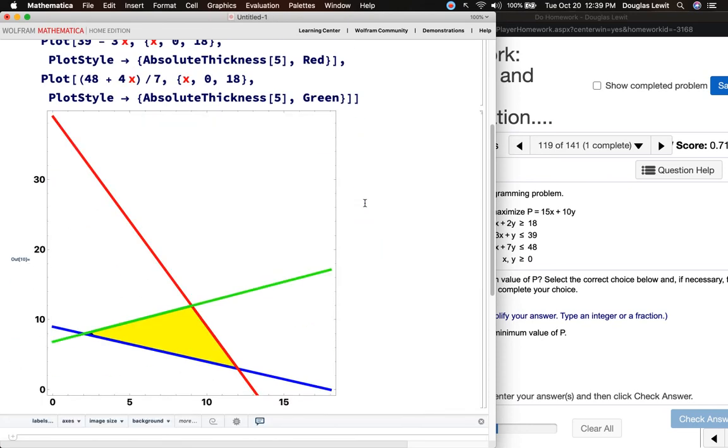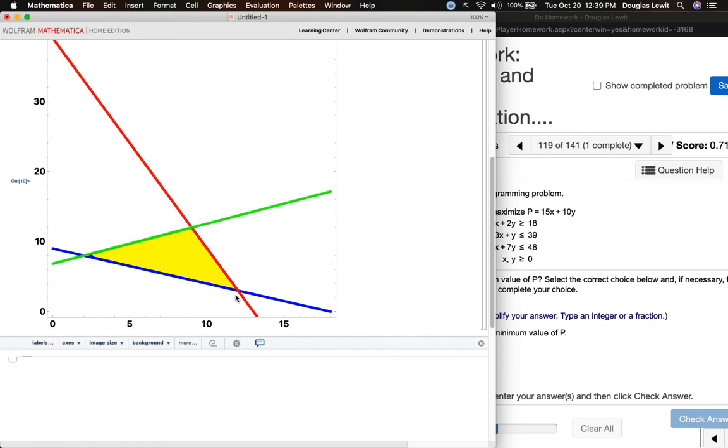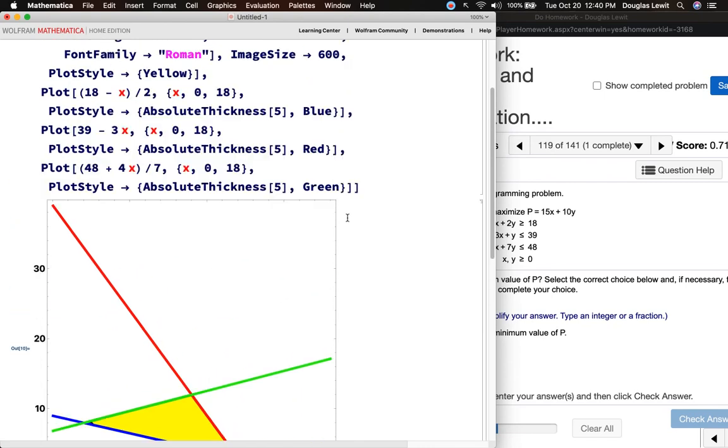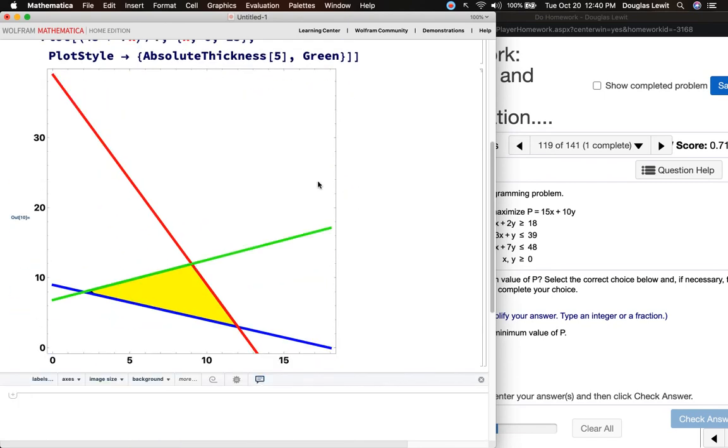Okay, so now we can see these lines a little bit better. We can see the intersection points a little bit better. So the feasible region here has 3 corner points. There's a corner point right over here where the red and the green lines intersect. There's a corner point here where the blue and the green lines intersect. And there's a corner point here where the red and the blue lines intersect. Okay, so we have 3 intersections.